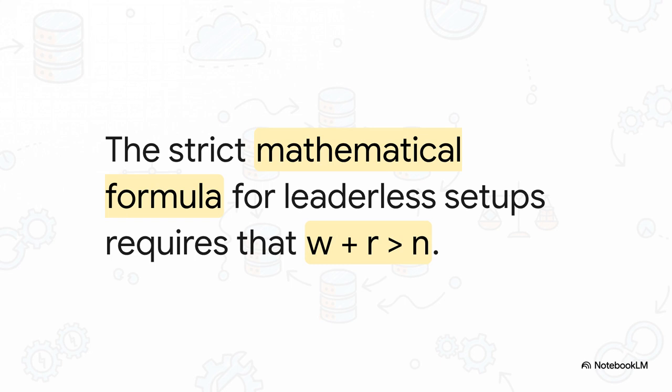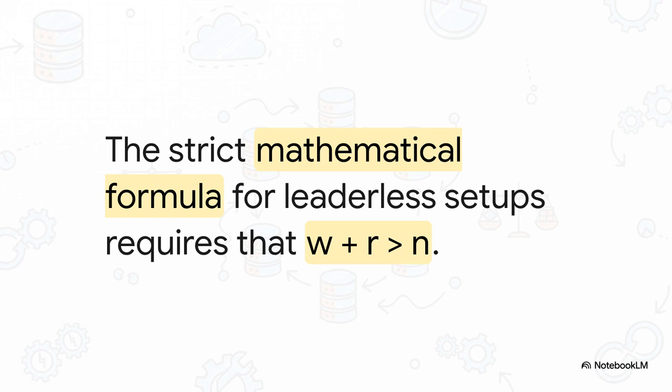And here is the formula that makes it all possible. This simple mathematical equation is the absolute golden rule of leaderless systems. W plus R must be strictly greater than N. Let's break those variables down real quick. W represents the number of nodes that must successfully acknowledge a write operation before the database tells the client it succeeded. R represents the number of nodes you must query during your read operation, and N is the total number of replicas designated to store that specific piece of data. The real beauty here is that developers get to choose these numbers.